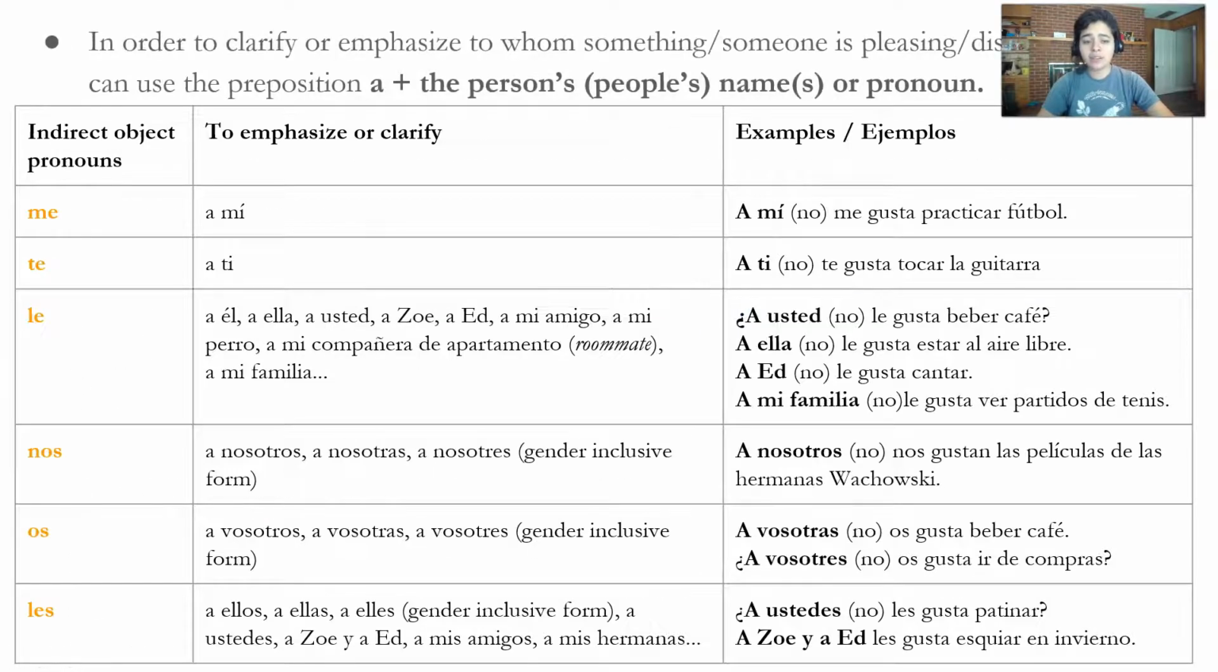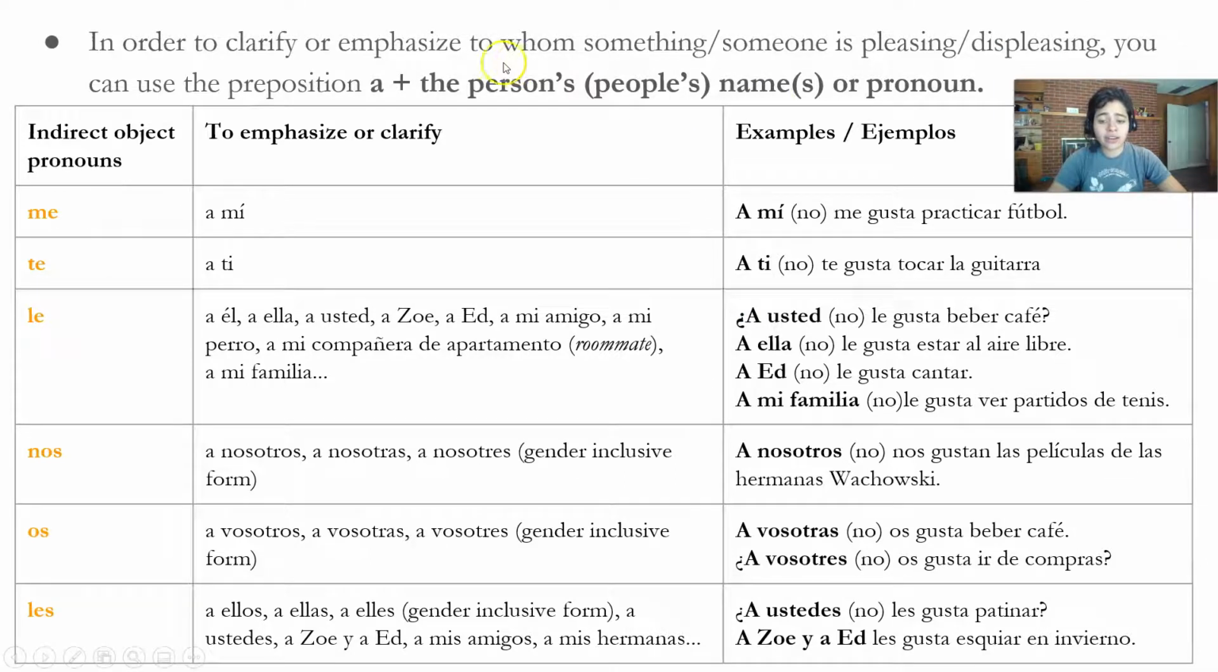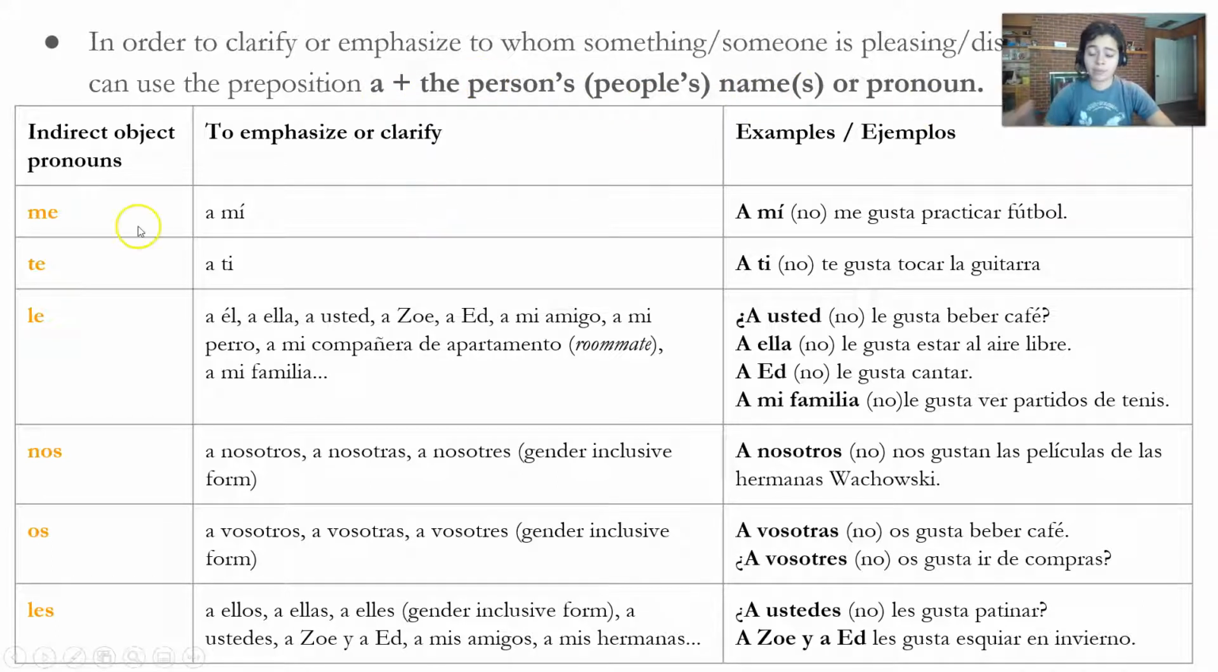Okay, this is very important. In order to clarify or emphasize to whom something or someone is pleasing or displeasing, you can use the preposition a, plus the person's name or people's name or pronoun. So I have here some examples. Me, we already saw that refers to me, right? So you can use the preposition a plus mí. A mí no me gusta practicar fútbol. Te, a ti. A ti no te gusta tocar la guitarra.